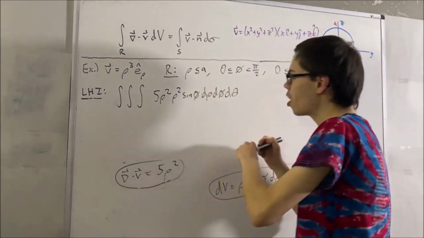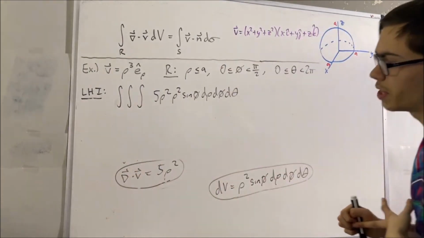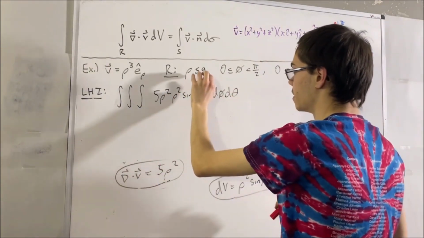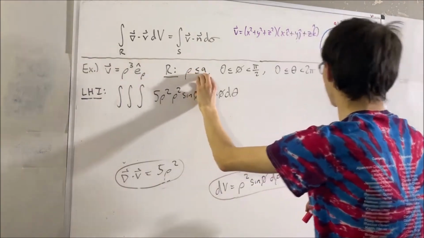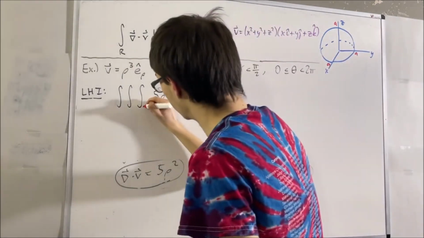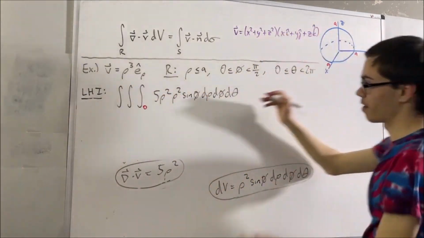So then what are our bounds of integration going to be? Well, it's actually going to be really simple for us. Basically, for rho, since rho is simply less than or equal to a, you can imagine the smallest distance from the origin we could have is 0. And the largest distance is a, right? That's the radius of our hemisphere.